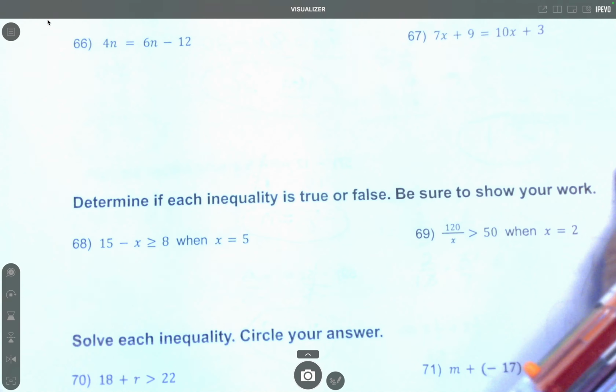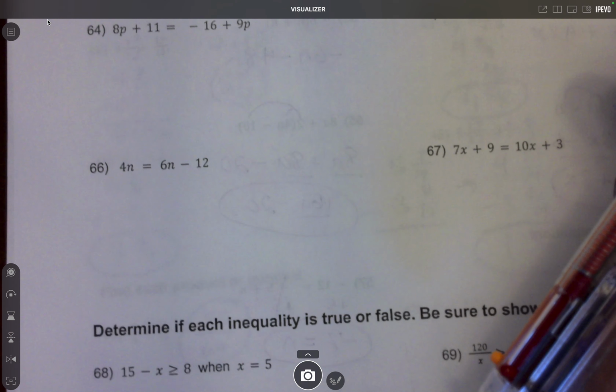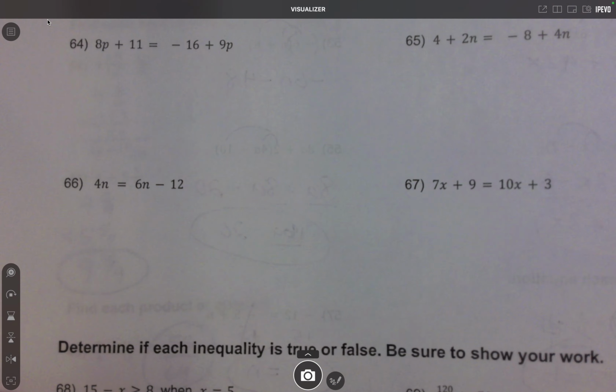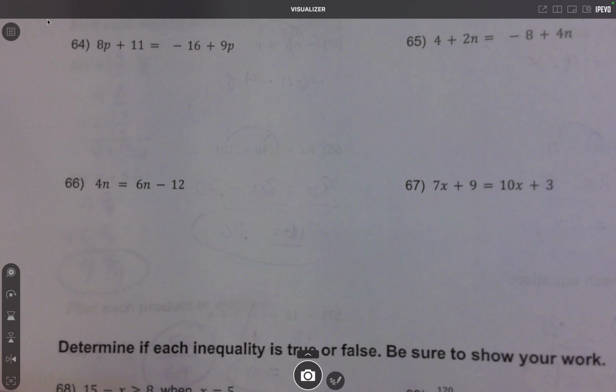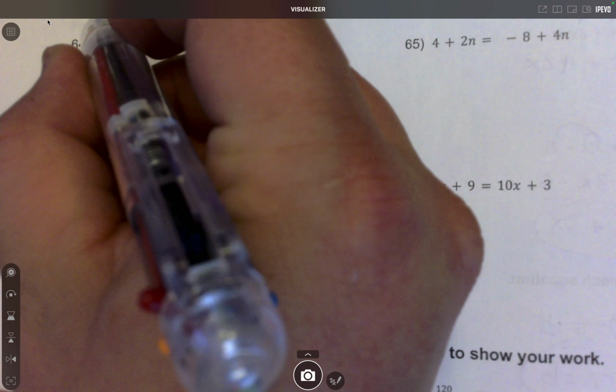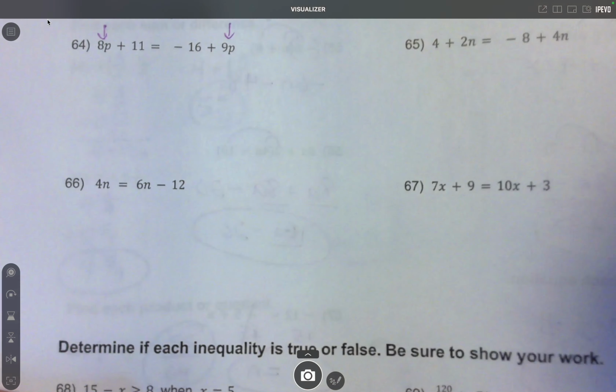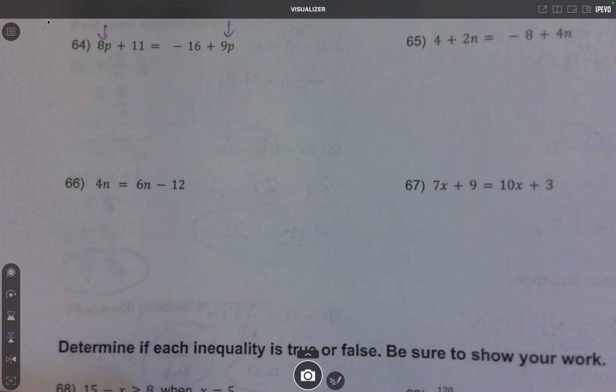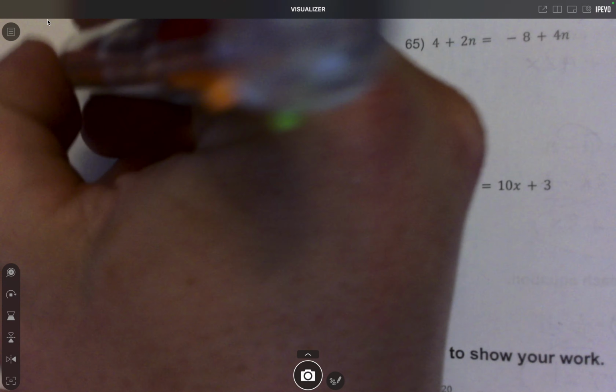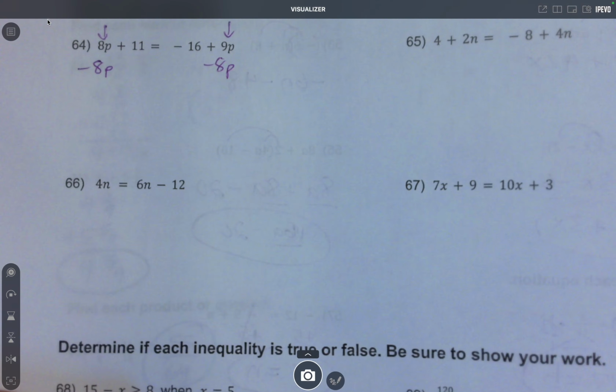Next up, still solving equations, but this time we're solving equations that have variables on both sides. This is not required, but what I recommend is the first step you take is to combine the variable terms. In other words, we have a variable here, we have a variable here. And it's truly up to you. You can subtract 8p from both sides and still get the right answer, or you can subtract 9p from both sides. It doesn't matter. Personally, I would do the 8p just because that keeps you in positive numbers. That's not required. I'd just do that for ease.